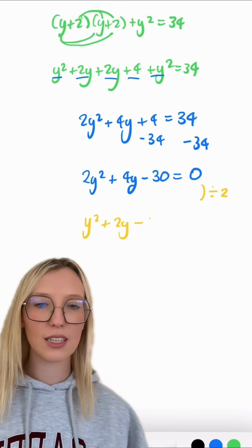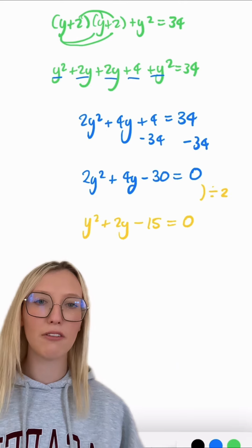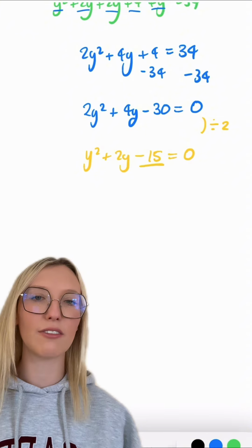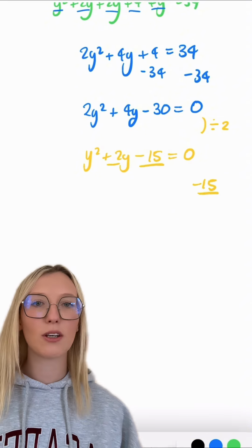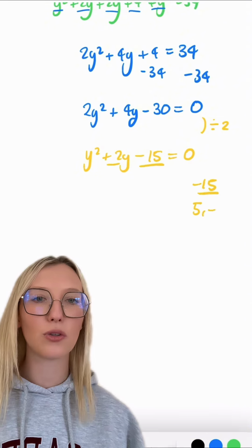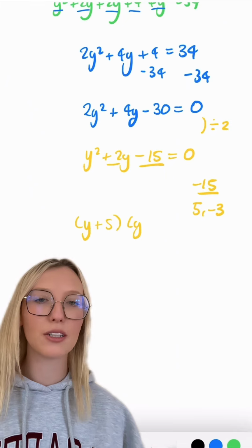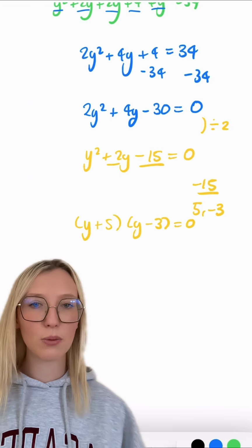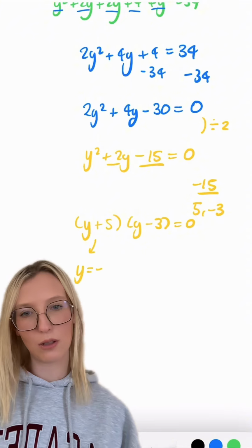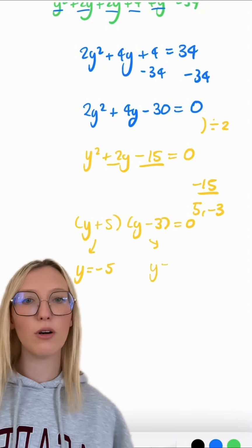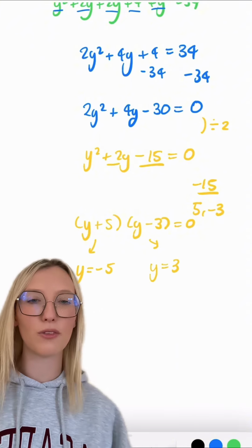At this stage, we just need to factorise. So we're looking for a factor pair of minus 15 that adds together to give us our 2. And we can see that's going to be positive 5 and minus 3. So we're going to have (y plus 5) in one bracket and (y minus 3) in the other bracket. As this equals 0, we know either this bracket must equal 0, so y has a value of minus 5, or this bracket equals 0, so y has a value of 3.